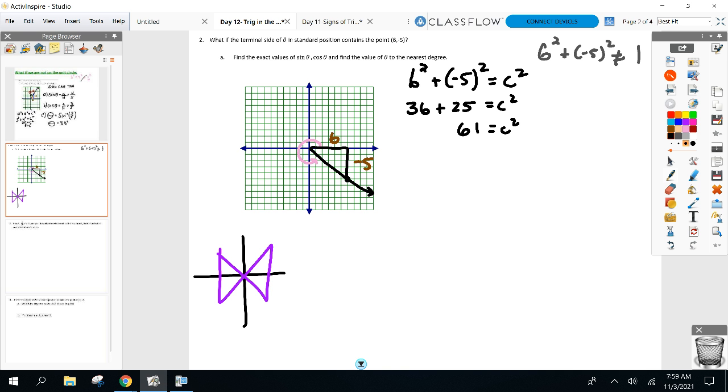Square root both sides. You're not getting something nice on your calculator, are you? So we got to leave it. Square root of 61. We're going to deal with it. Radical 61. Hypotenuse, never negative.